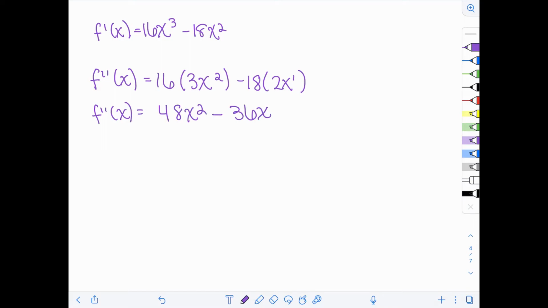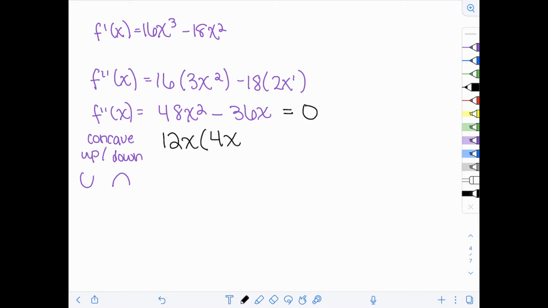Okay, so for the second derivative, what we're looking for is whether it's going to be concave up or concave down, which means like that or that. The way we do that is what we've been doing a lot already, which is set it equal to 0. And to set it equal to 0 here, I'm going to go ahead and factor. Both of these are divisible by 12, so I'm going to factor out a 12x. And then it's going to be 4x minus 3.